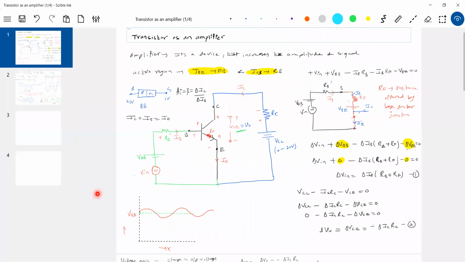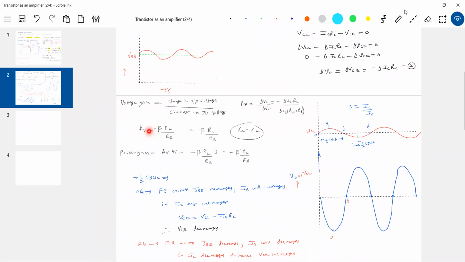Then to have more gain, tell me what I should do. Beta should be more. For beta to be more, IB should be less. For IB to be less, the base should be lightly doped and the collector moderately doped, which means the collector base junction should penetrate more into the base. Because the base will become thin, then IB will become less, and beta will be more. So the width of the collector base junction should be more than the width of the base emitter junction. Then only will beta be more.